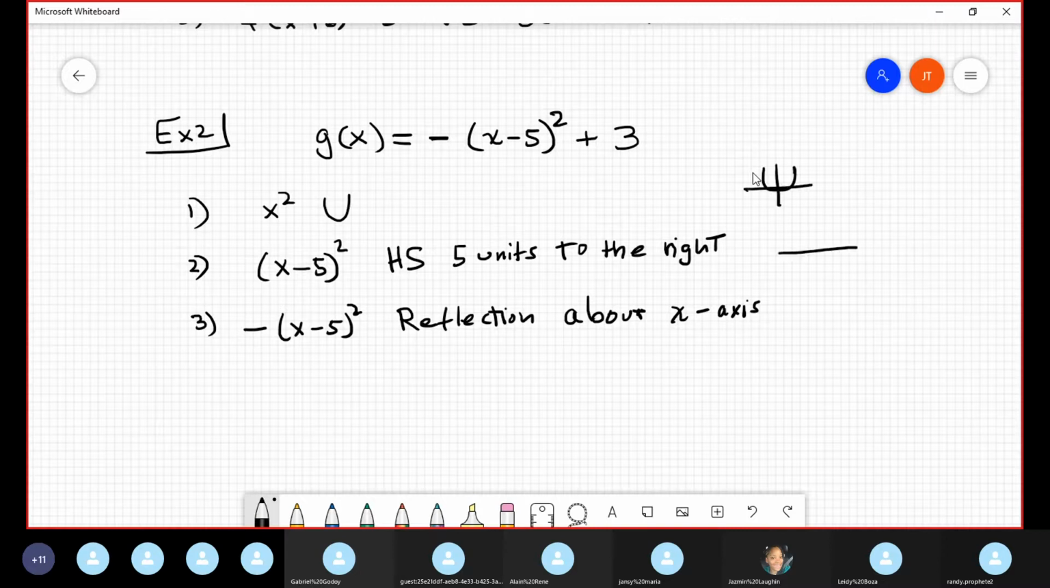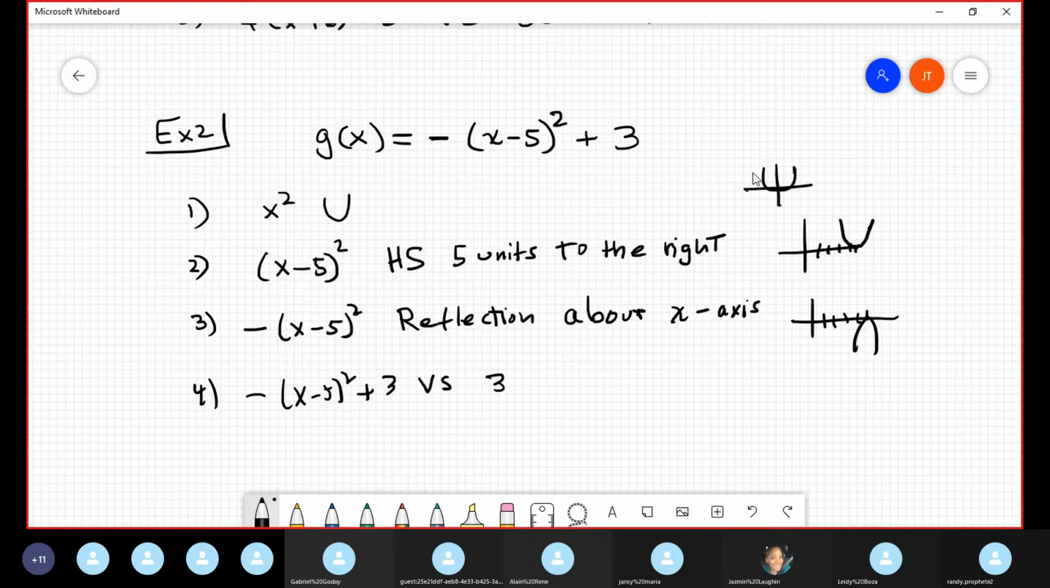So in this case, look, this is my original parabola. This is my new parabola, 5 units to the right. Now the next step is the reflection. My parabola is going down now because it's a negative reflection. Number 4, finally, is +3. Minus (x minus 5) squared plus 3 is a vertical shift 3 units up.